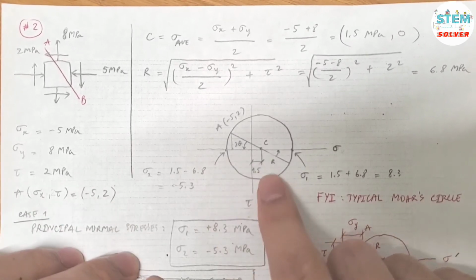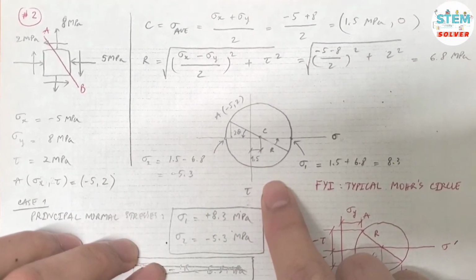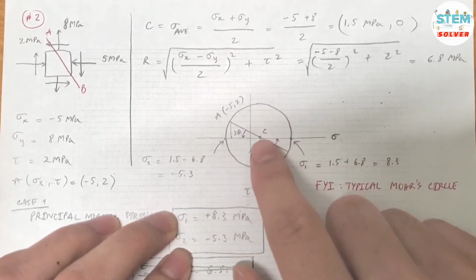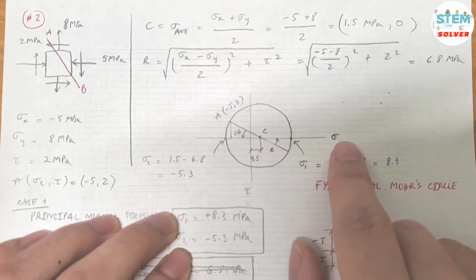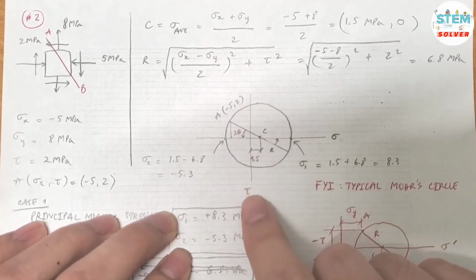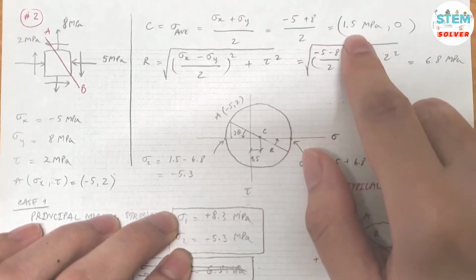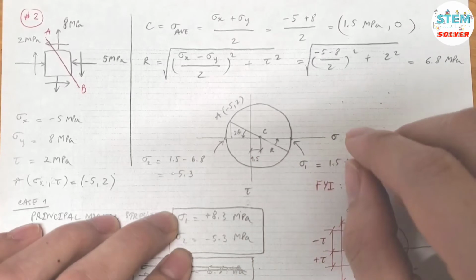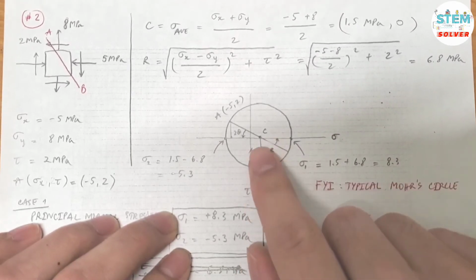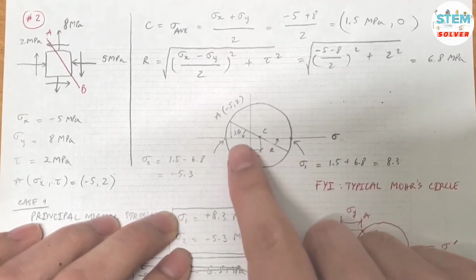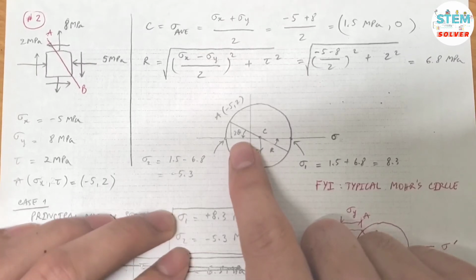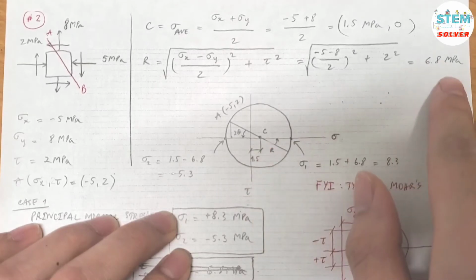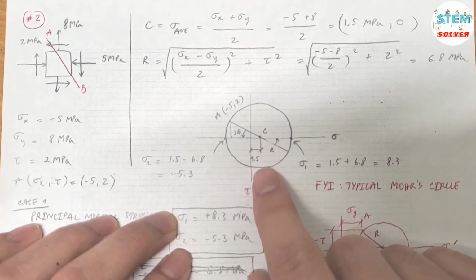And then here's my Mohr circle. Let me pull this up a little bit so that you can see it. The center of the circle is right here. This is my x-axis as normal stress, y-axis as shear stress. Since the center is at positive 1.5 megapascal, 0, it's going to shift to the right. The distance from the origin to the center of the circle is 1.5, and the radius is 6.8. This is not to scale.